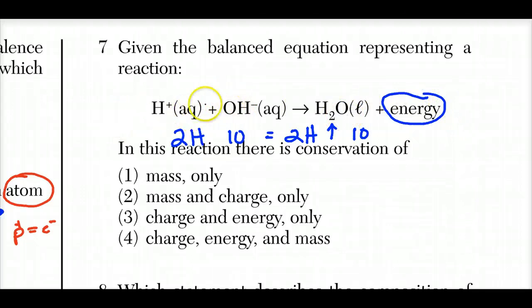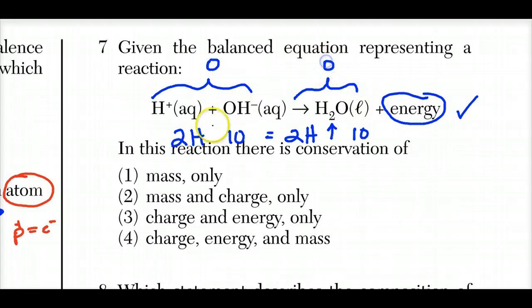Okay, things that are exothermic had a lot of energy to begin with. We didn't create nor destroy energy either, so energy is also conserved. And if you look carefully, this side is electrically neutral, right? A +1 and -1, and this side is electrically neutral. So we are balancing mass, charge, okay, and energy. So the best answer is number 4.